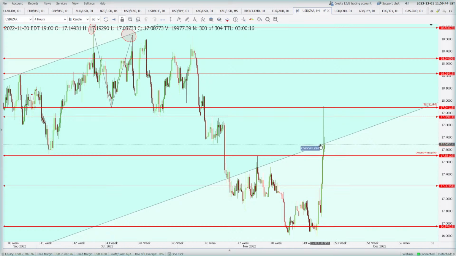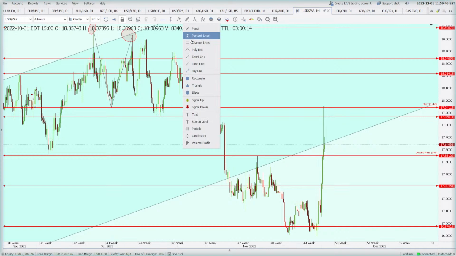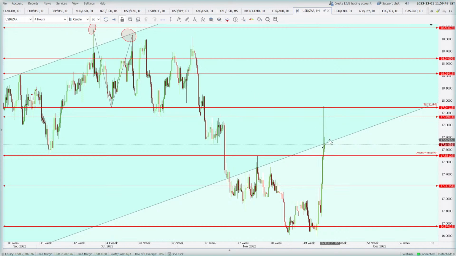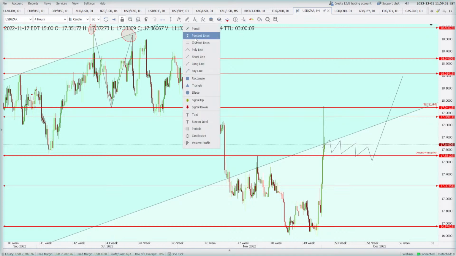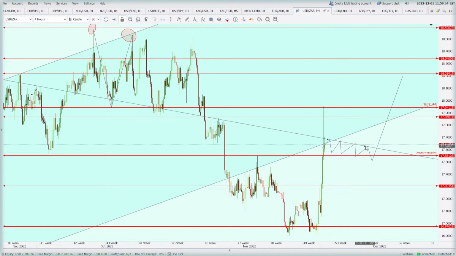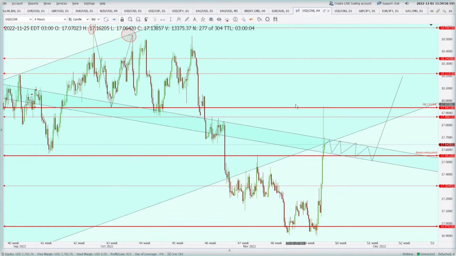So we will wait for some consolidation, like okay, like this, and then see if something like this happens, then you will be opening a buy position. I hope you understand that, right?